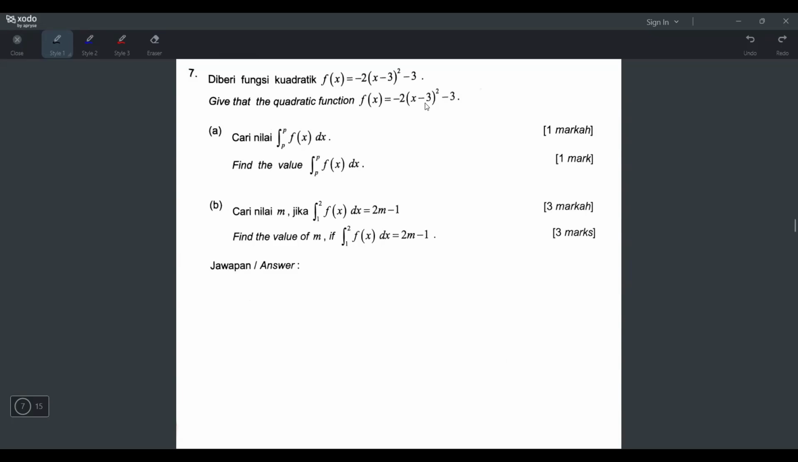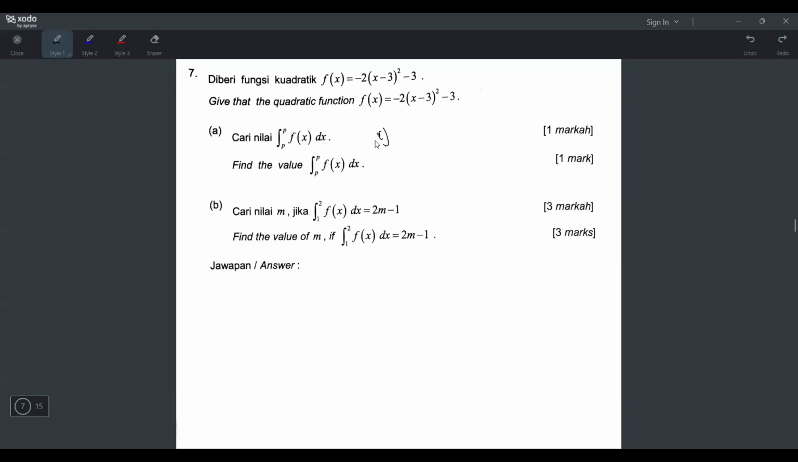If it's a quadratic question, then obviously you have to take out the turning point, all those things. But no, this is not a quadratic. This is an integration question. So I don't think you need to take out the turning point or the axis of symmetry or whatever. I don't think you need to do that.